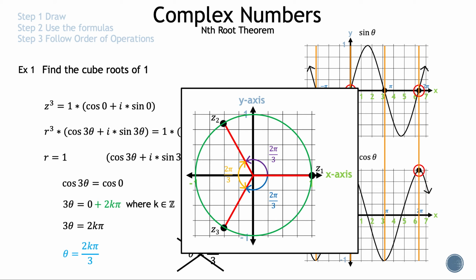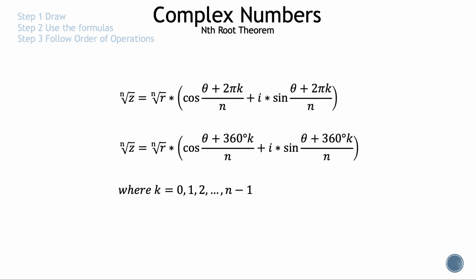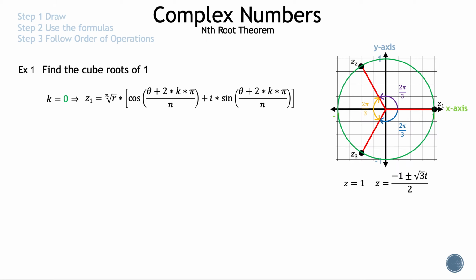Knowing that we have to work with cosine, we can generalize the nth root formula. So we have the nth root of z is equal to the nth root of r times the quantity of cosine of theta plus 2 pi k over n plus I sine of theta plus 2 pi k over n, or if you prefer, 360 degrees instead of 2 pi. Let's put those formulas into action.